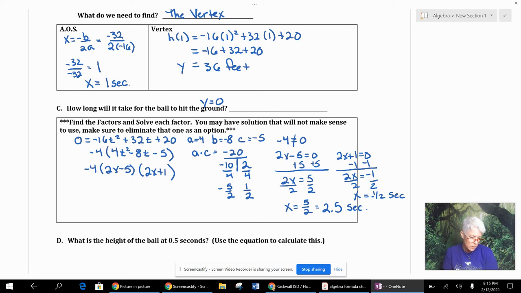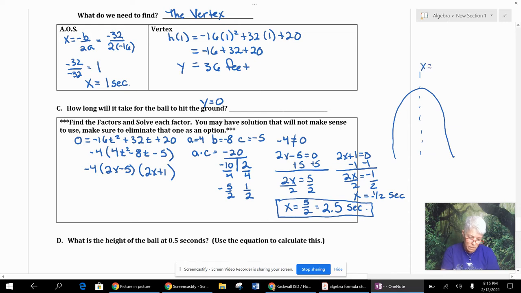So the answer to this question is going to be 2.5 seconds. So the ball goes up and the ball comes down at 2.5 seconds. Now, you're probably thinking, how is that possible? If my axis of symmetry is 1, how can this be 2.5? Because isn't the axis of symmetry supposed to be straight down the middle? Well, let's check it out.